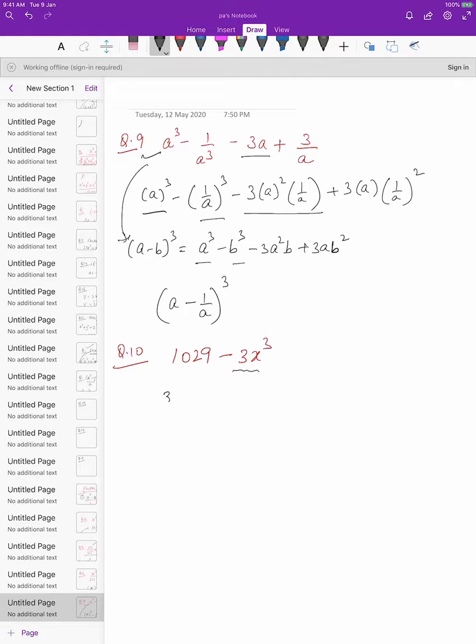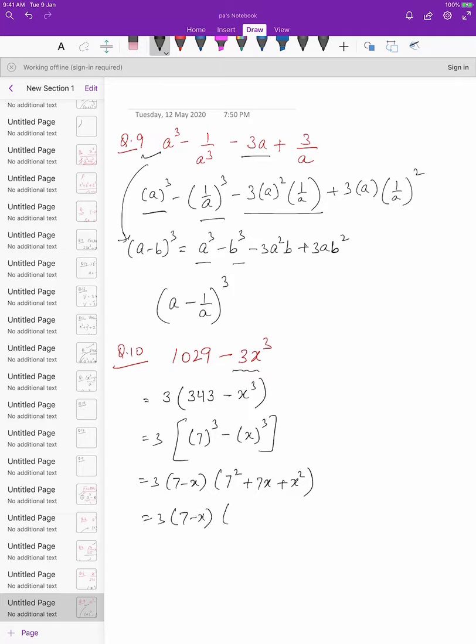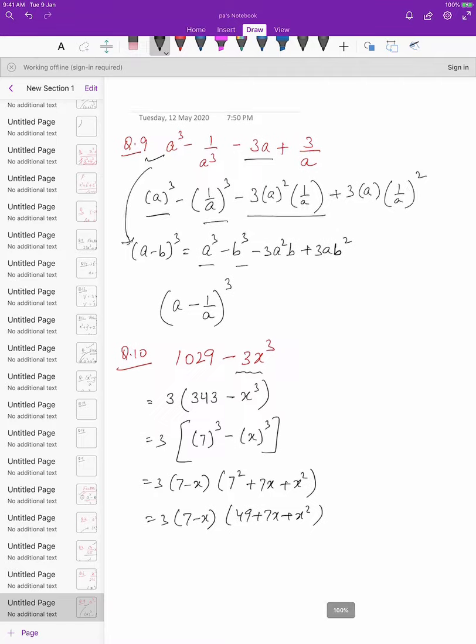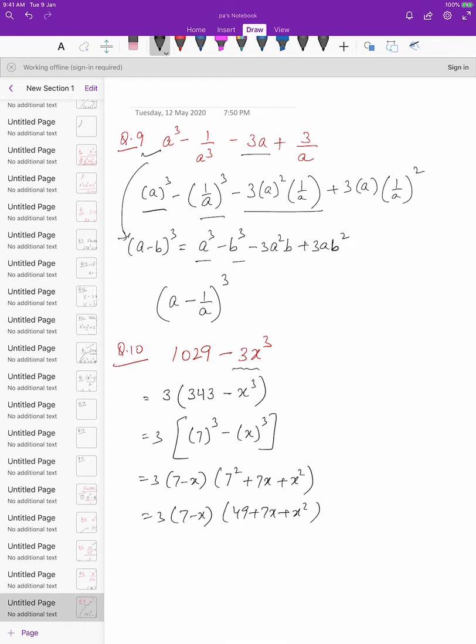So, I will take 3 common, and inside I am left with 343, minus x cube. So, here 3 is out, inside the bracket. Now everyone knows 343 is the cube of 7. So, we have now with us a cube minus b cube. So, then you can apply the identity of a cube minus b cube, a square plus ab plus b square. So, that gives you 3 into 7 minus x into 49 plus 7x plus x square. That is the factorization of this expression.